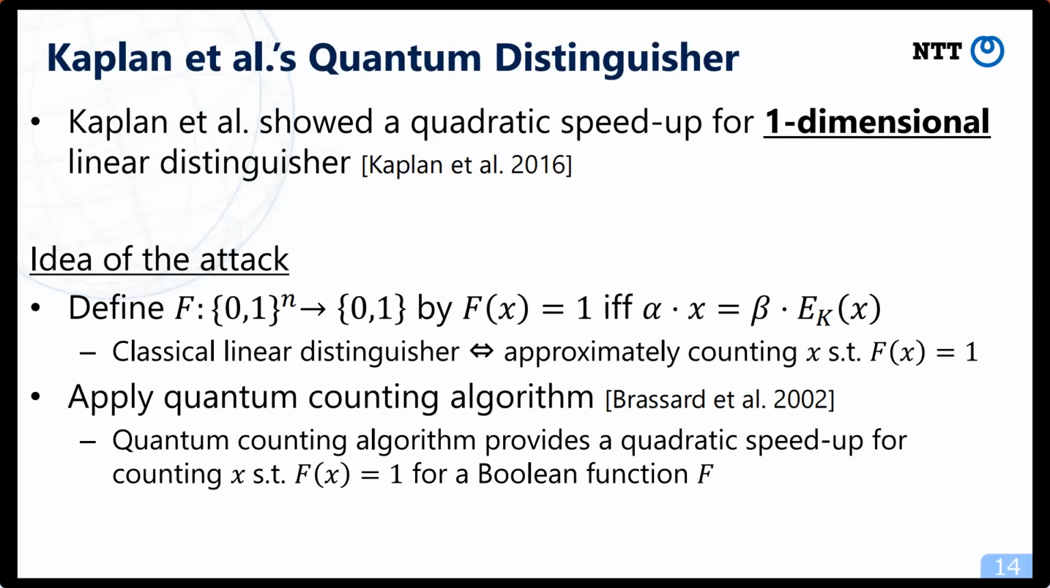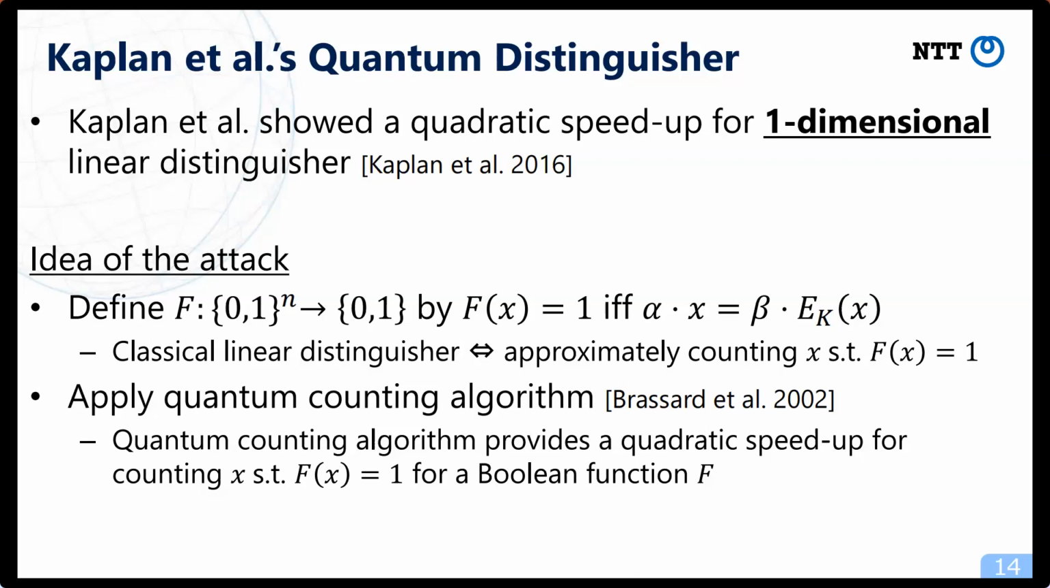And next, I'd like to explain about Kaplan's method, the quantum distinguisher. So actually, there already exists a quantum speedup for one-dimensional linear distinguisher by Kaplan's method. And their technique is something like this. So firstly, they define Boolean function f in this way. Then, very roughly speaking, classical linear distinguisher is equivalent to approximately counting x satisfying this equation. Then Kaplan et al. applied the quantum counting algorithm to this Boolean function.